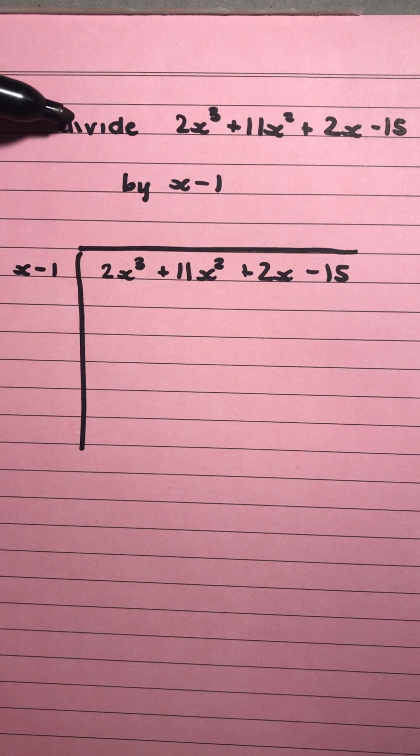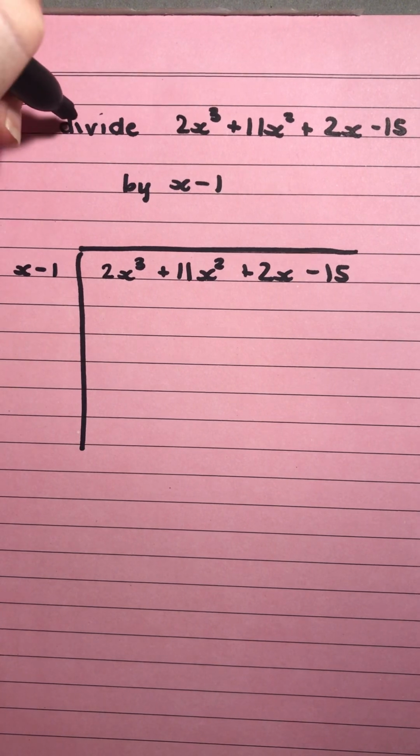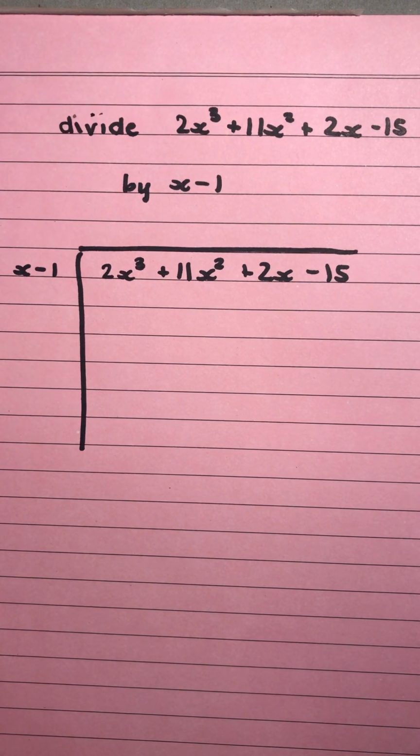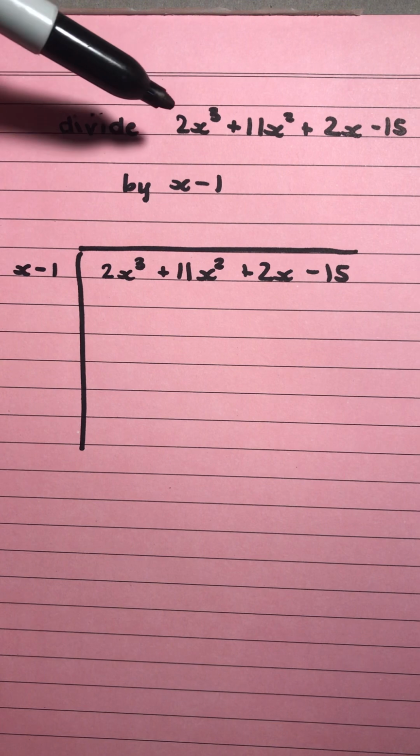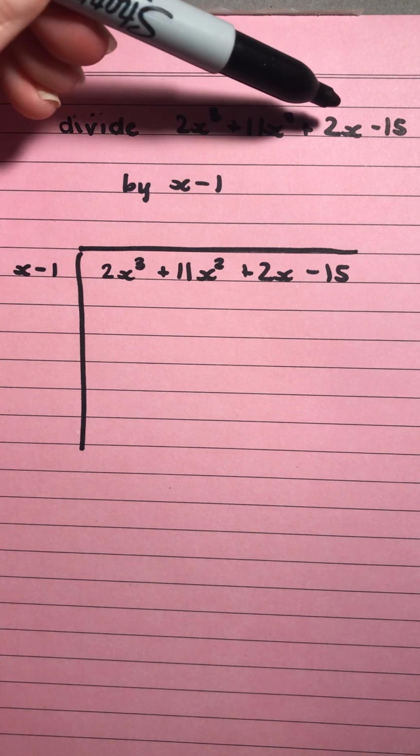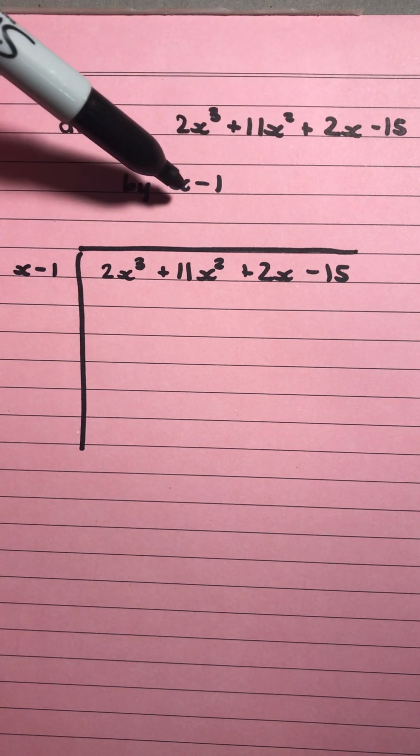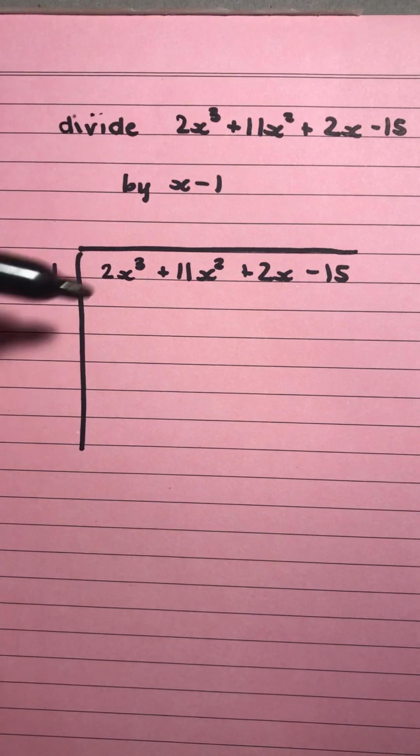So it's the kind of question where you are given the cubic and you are told what to divide it by. So we've got 2x cubed plus 11x squared plus 2x minus 15, and we're dividing by x minus 1. So I set it up with my long division. Now I'm going to go through my process.